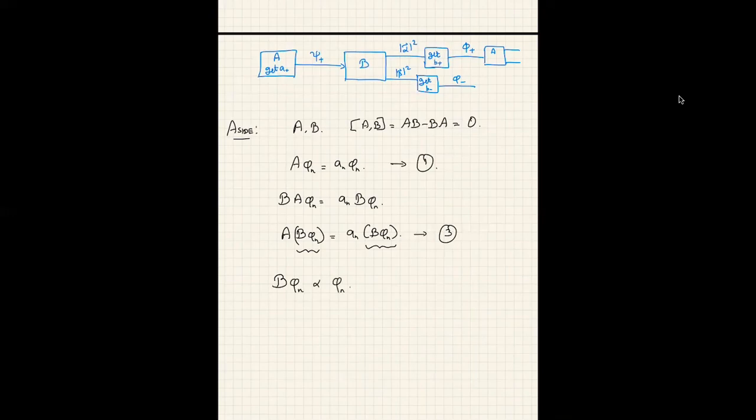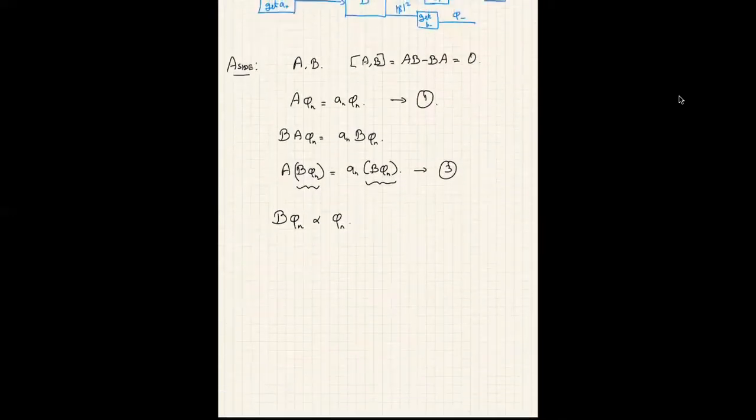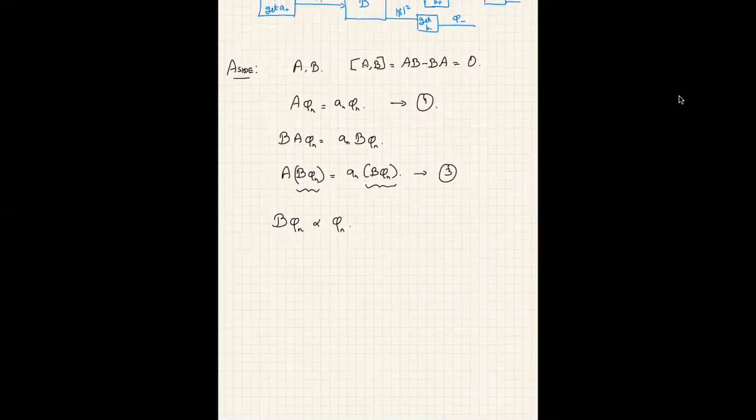So if phi n are the eigenvectors of A, and if B times phi n are also the eigenvectors of A, then the only way these two statements can be compatible is if B times phi n is proportional to phi n. So I can write B times phi n equals some bn times phi n. But now, I messed up my order completely. So this is actually not 3, but 2. Now look at equation 3. Equation 3 is nothing but the eigenvalue equation of B. So it is claiming that phi n, which are the eigenvectors of A, are also the eigenvectors of B, but with some different eigenvalues bn.